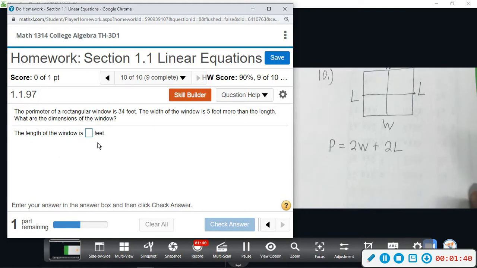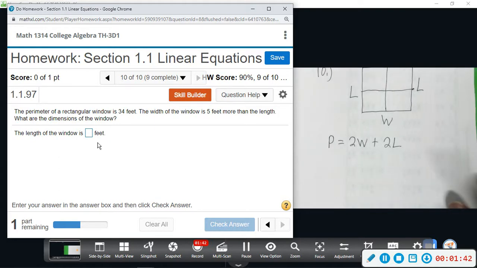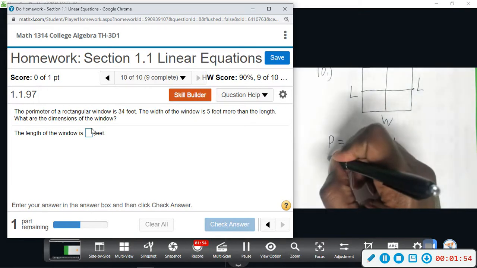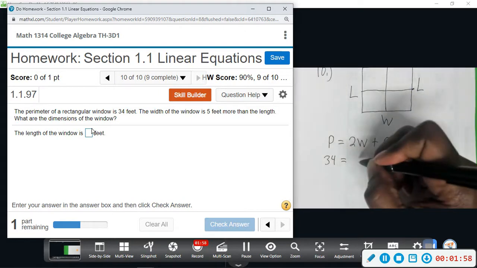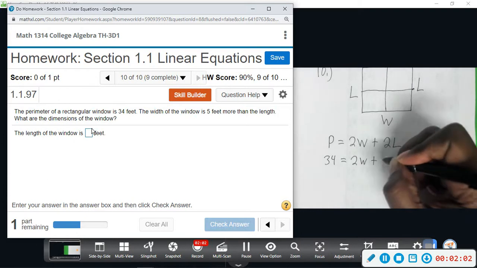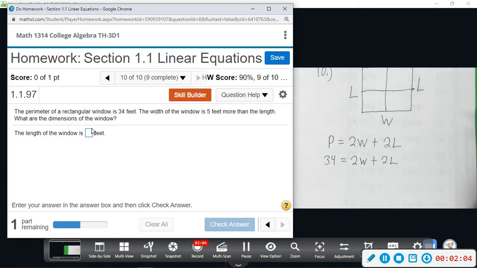Now, they have also told us that the perimeter is equal to 34 feet here. So we already know that whatever this adds up to be, the total is 34. So I'm going to substitute 34 right there, and that equals 2W plus 2L.